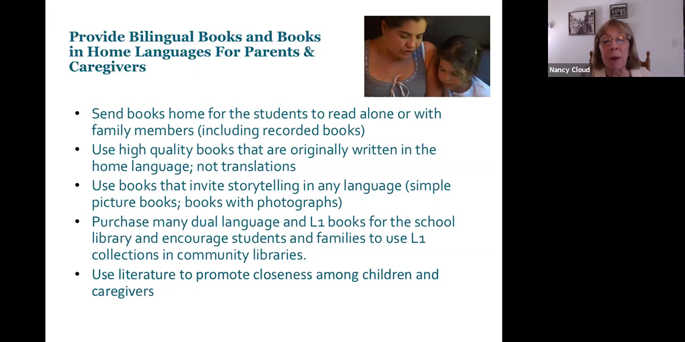And the child and the parent can sit and listen to the same book read through Edpuzzle, through YouTube, and they both get to enjoy the story and talk about it afterwards. We want to make this possible for our families and include and purchase as many dual language books as possible that families will enjoy reading with one another.